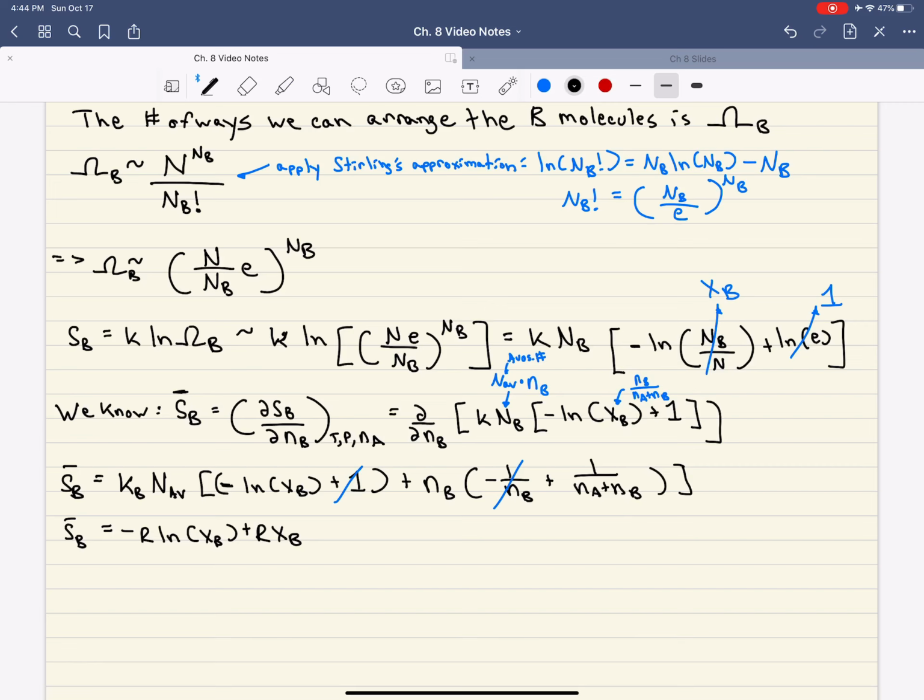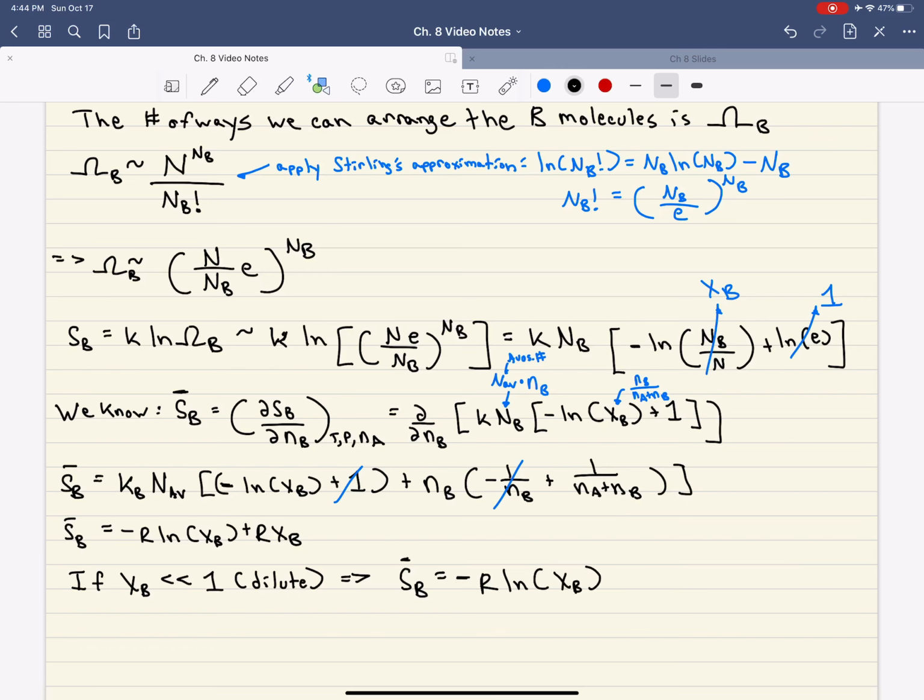And now that we're here, I'm going to make one last assumption. Let's say that we're dealing with a dilute mixture of B, such that the mole fraction of B is very small. If we're dealing with something where xb is very small, this term right here is going to be basically 0. Okay? And so what we'll get is that SB is going to be equal to minus R natural log of xb.